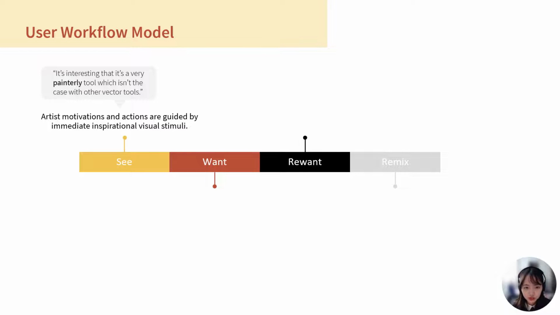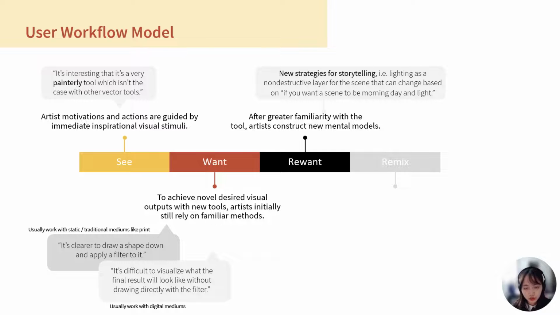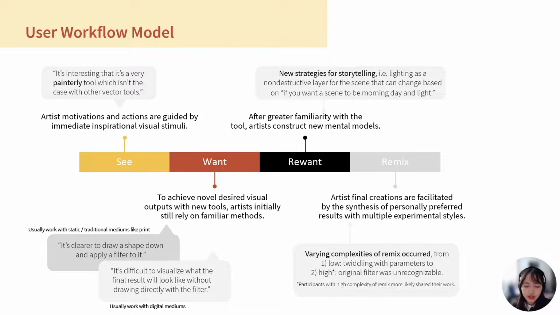Next, when initially wanting to create something, the artist relied on knowledge from prior mediums. So depending on their previous experience with traditional versus digital tools, their preferences for workflow changed accordingly. And as they further explored the system, they constructed new mental models. And what we saw in particular was that they developed new strategies for storytelling after interacting with effects like lighting as a first-class object. And finally, to actuate their new visions, users relied on remix at varying levels of complexity.